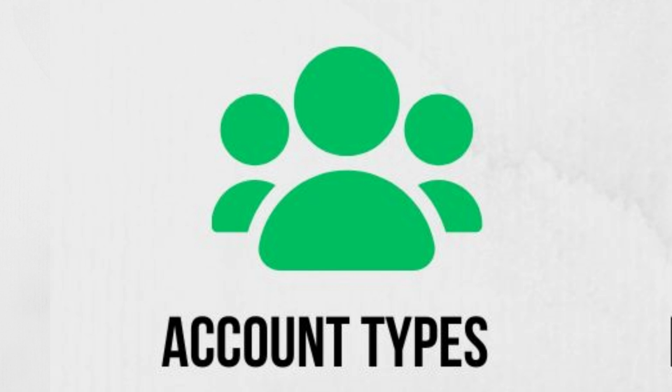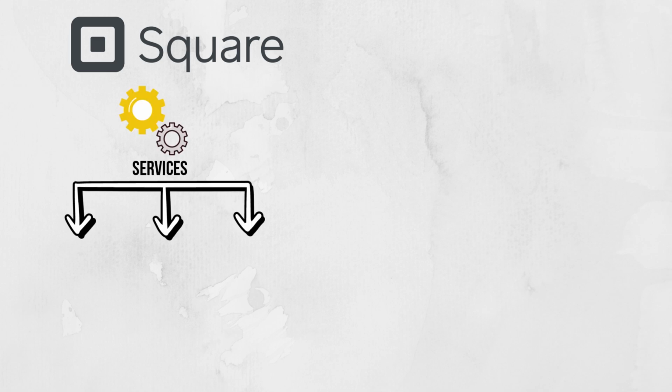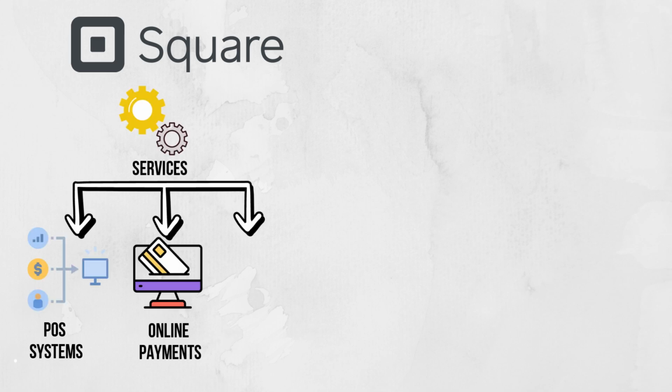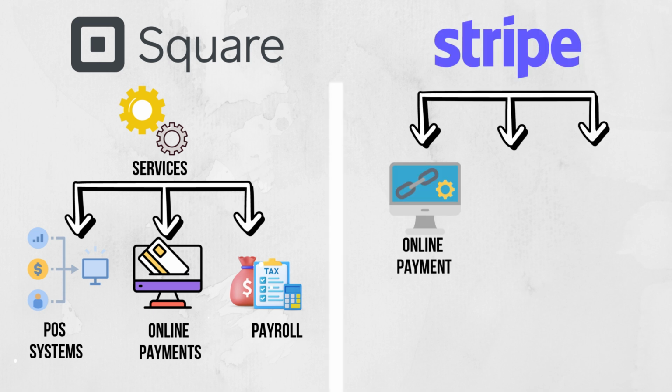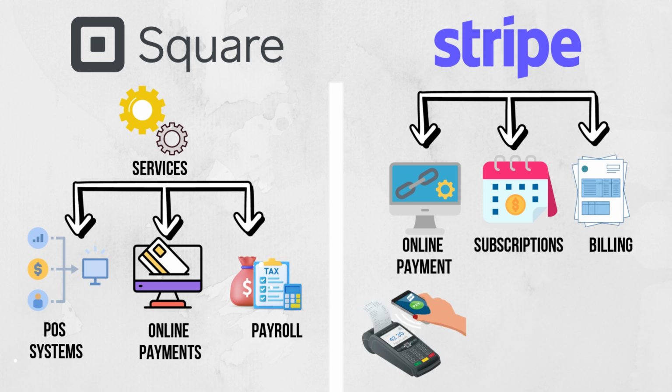Account types. Understanding the types of accounts offered helps in evaluating each platform. Square provides a range of services including POS systems, online payments, and payroll. Stripe offers robust online payment processing, subscriptions, billing, and in-person payments through Stripe Terminal.